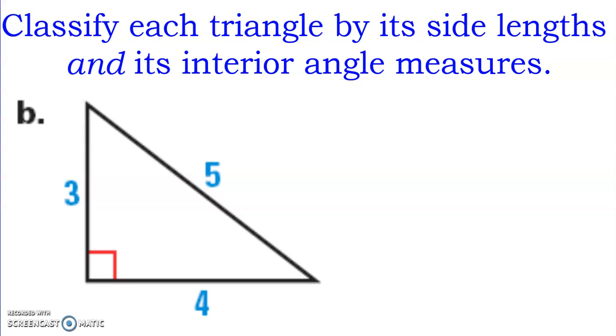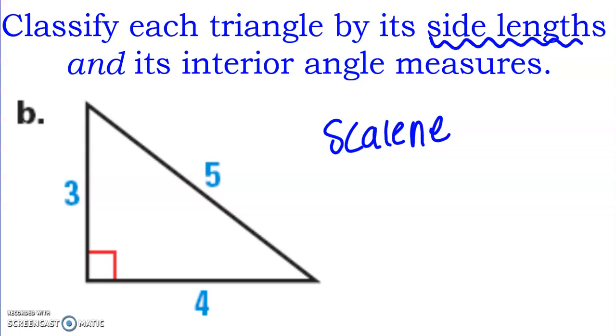Here we have 3 side lengths that are different, 3, 4, and 5, which makes it a scalene triangle by its side lengths. And then classified by its angle measures, it has 1 right angle indicated by the box, so we call it a right triangle.